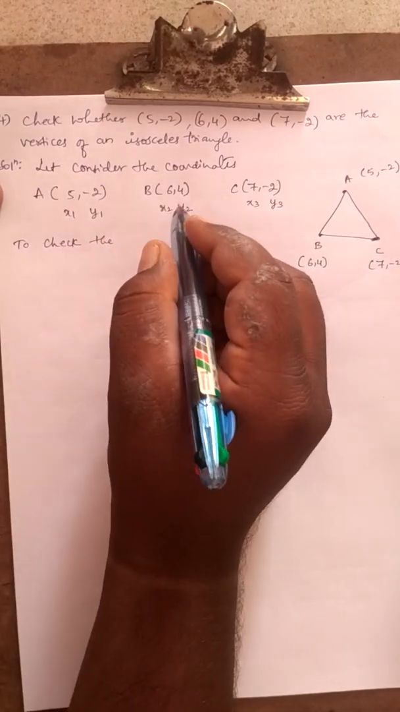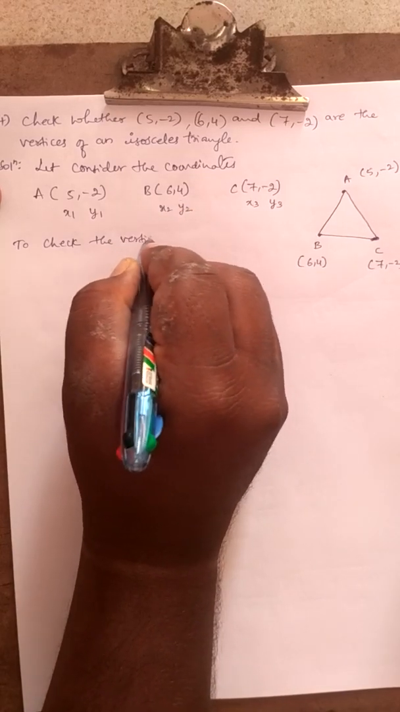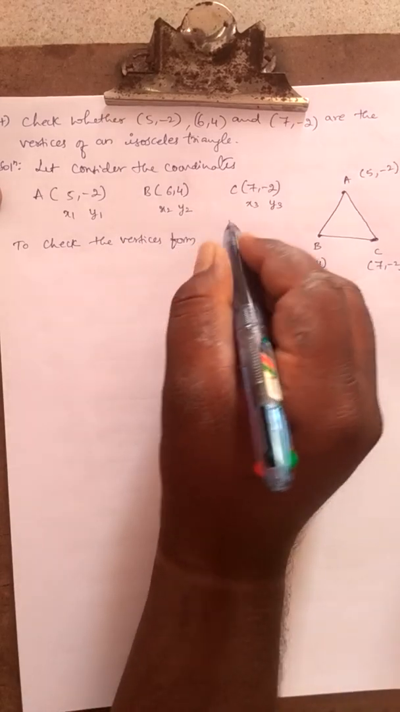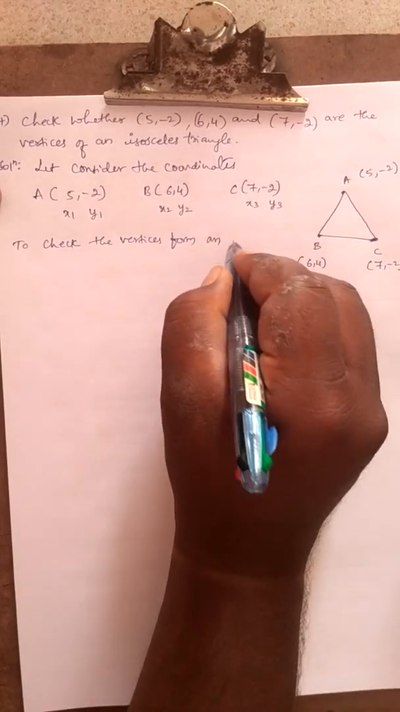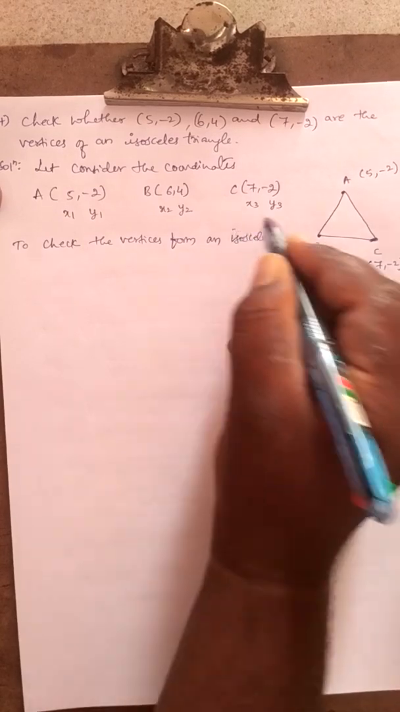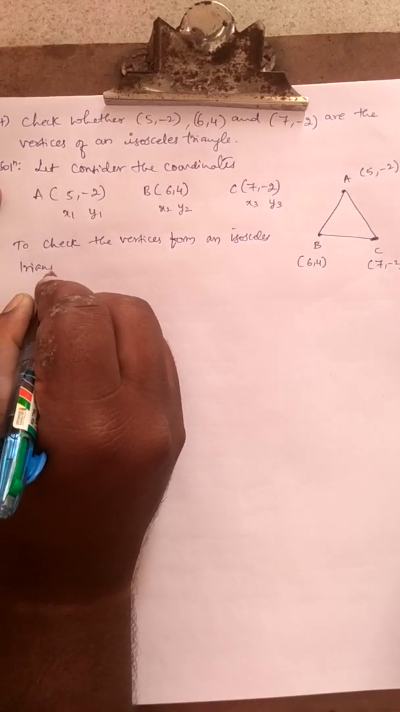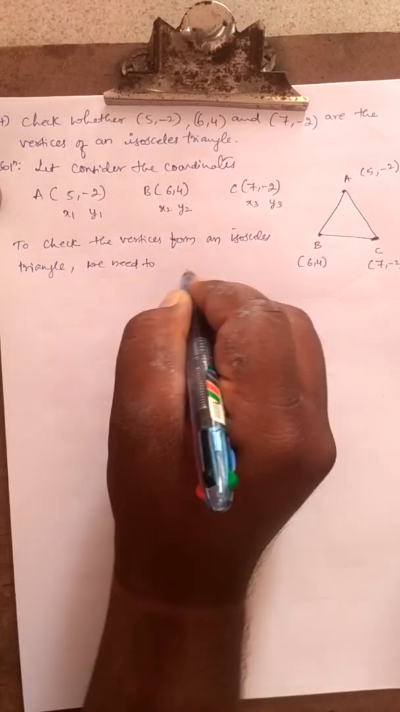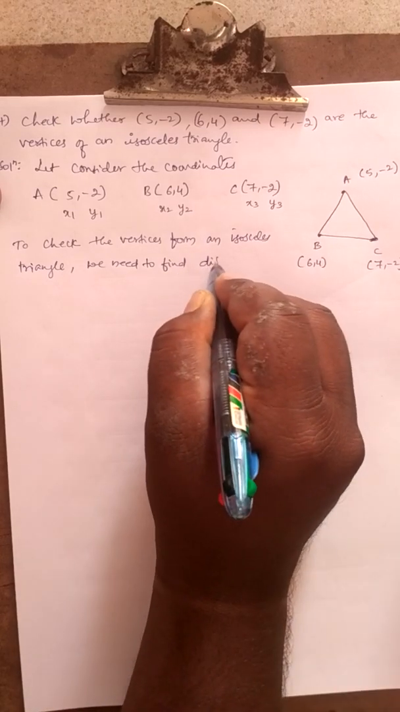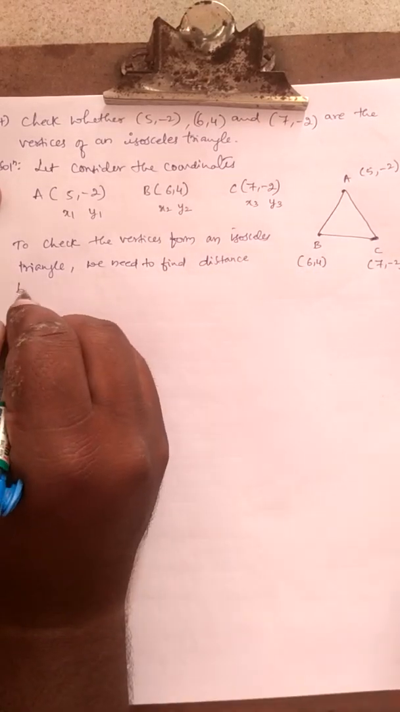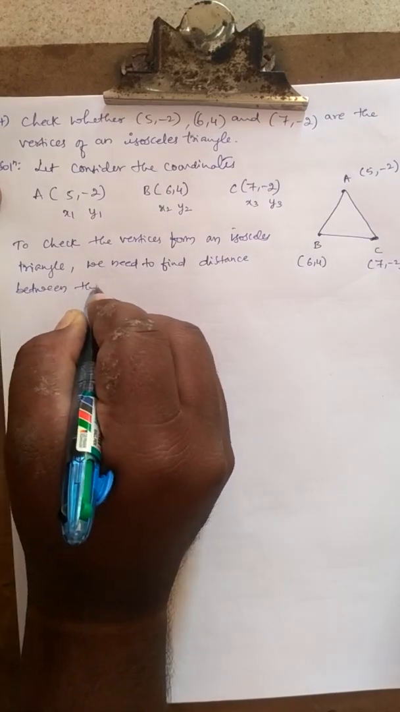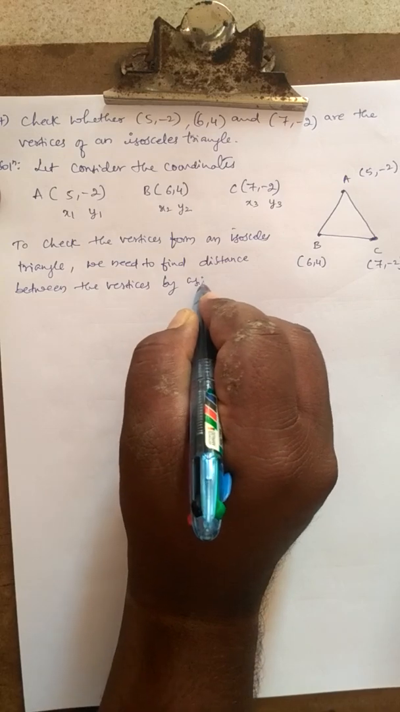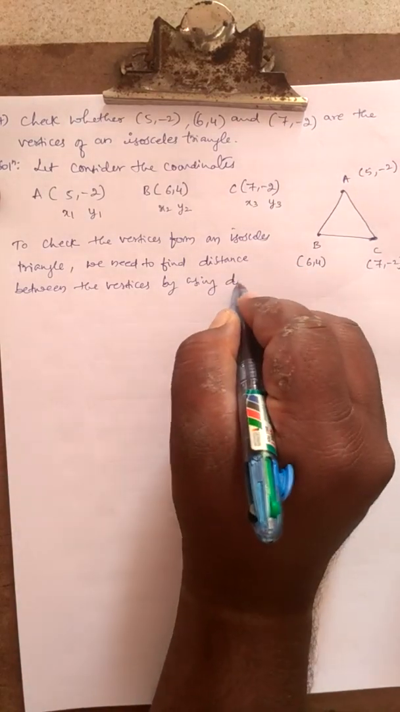Now, to check whether the coordinates, or the vertices, form an isosceles triangle, we need to find the distance between the vertices by using the distance formula.